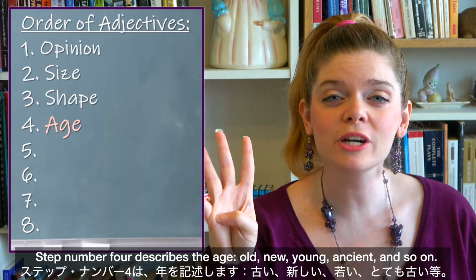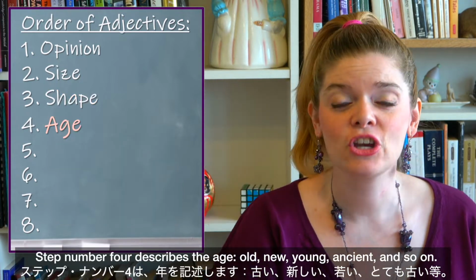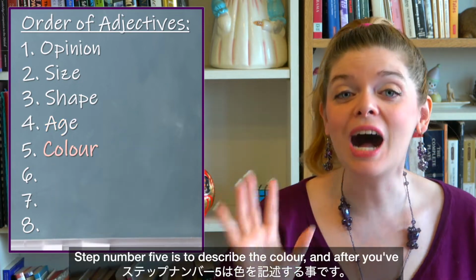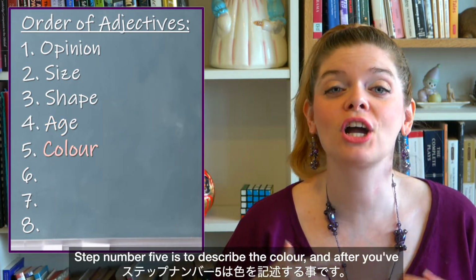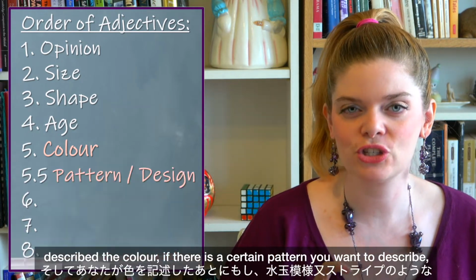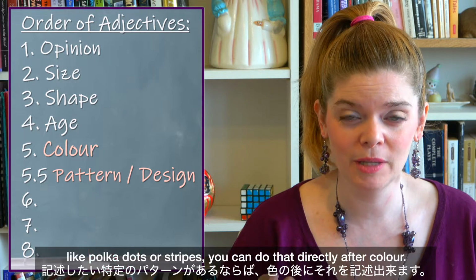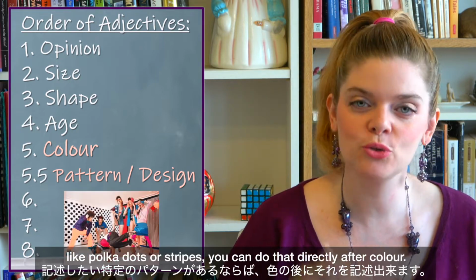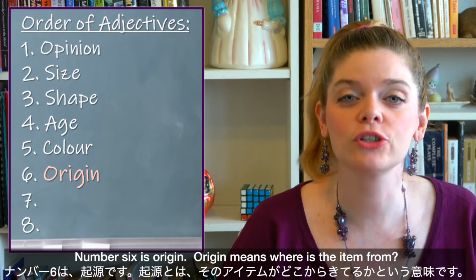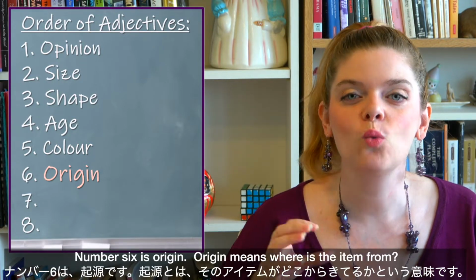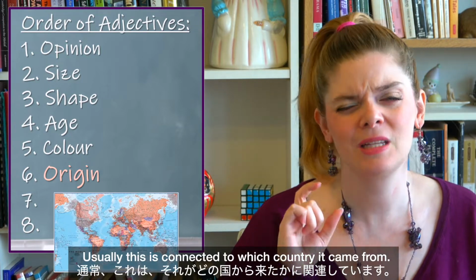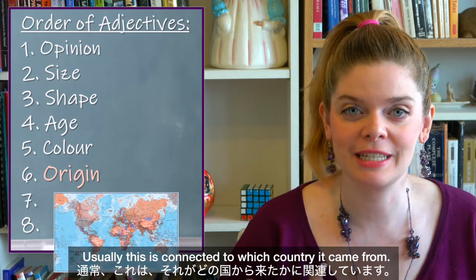Step number 4, describe the age, old, new, young, ancient, and so on. Step number 5 is to describe the color. And after you've described the color, if there's a certain pattern you want to describe, like polka dots or stripes, you can do that directly after color. Number 6 is origin. Origin means where is the item from? Usually this is connected to which country it came from.